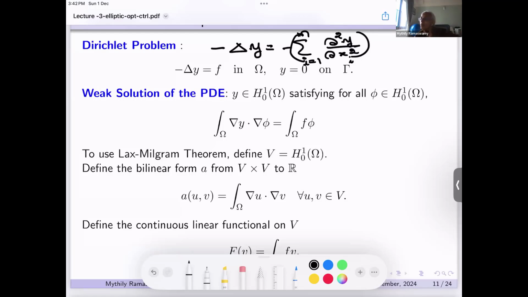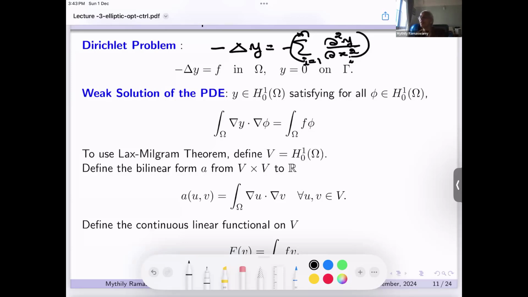So what is the way you will pose the problem? Instead of pointwise, it is going to be tested with test functions and integrated out. So the integral over omega of grad y dot grad phi is equal to the integral of f phi. And this is precisely what you will get if y is a classical C2 solution and you integrate it with phi; integration by parts will give you precisely this equation, because the boundary term will vanish since y is 0 on the boundary. So for a classical solution, this is what is necessarily satisfied.